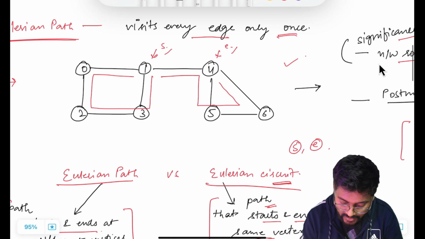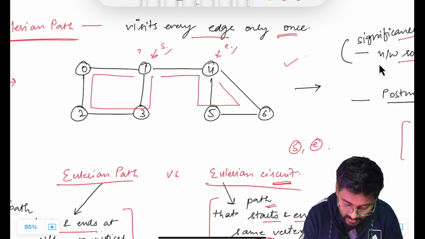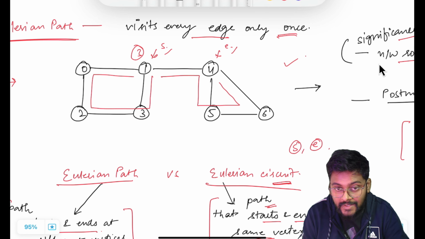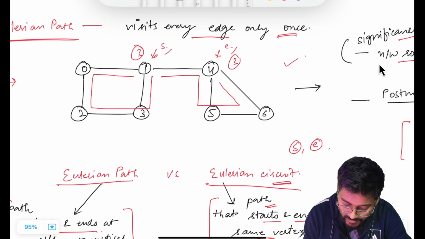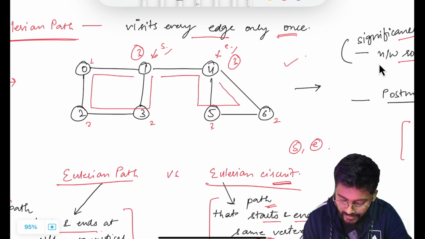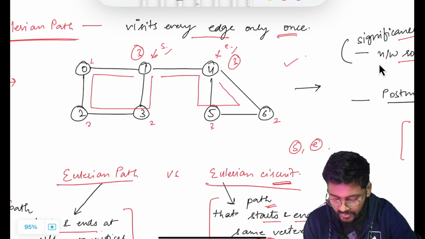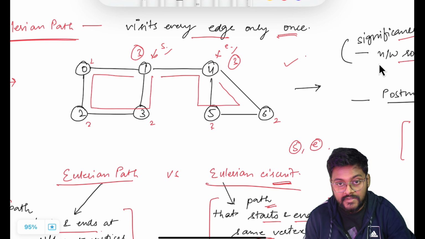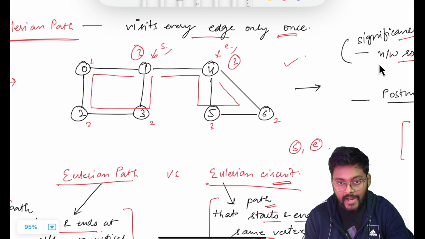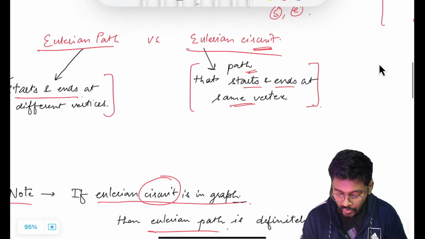In the first example, my source is 1 and 1 is having degree equal to 3. My destination is 4. My path is ending at 4. 4 is also having degree equal to 3. And rest of the other nodes are having degree equal to 2. So there are only 2 nodes with odd number of degree, and from those nodes I can consider one as my source starting point and the other as my ending point, and I will be able to get Eulerian path.